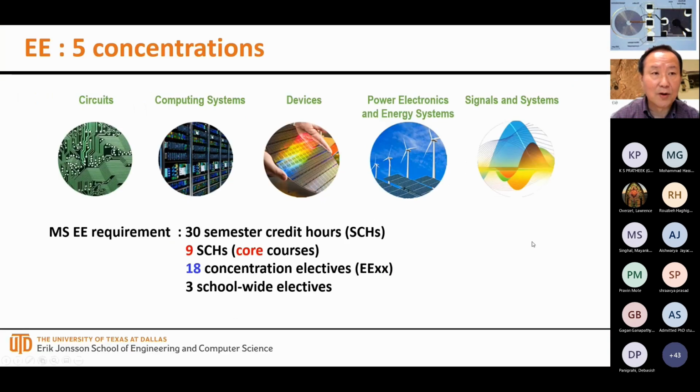Let me go ahead and introduce our electrical engineering programs. Electrical engineering has 5 concentrations: circuits, computing systems, devices, power electronics and energy systems, and signals and systems. For the master's degree in all 5 concentrations, you need 30 semester credit hours: 9 are core courses, 18 are concentration electives, and 3 are school-wide electives.